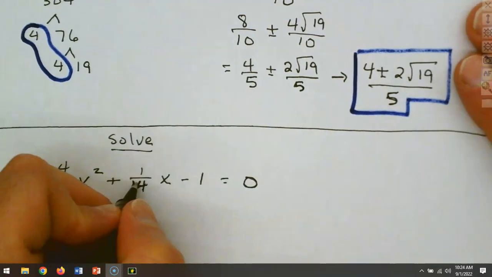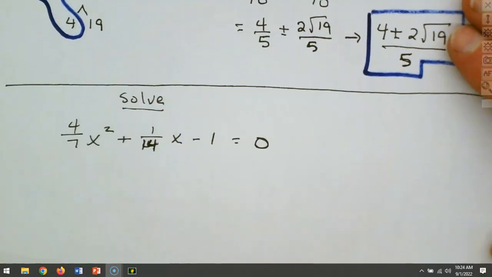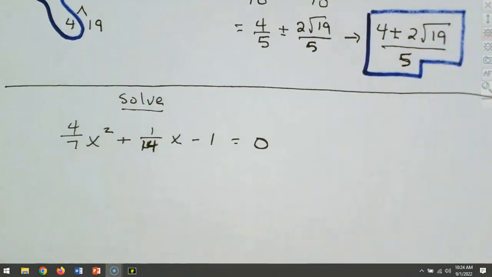And that's a 14 there. So let's make sure you see that's a 14. So here's what we want to do. We want to solve this one with the quadratic formula. Now, never, ever put fractions in the quadratic formula. It's not going to work out nice. You want to get rid of it.